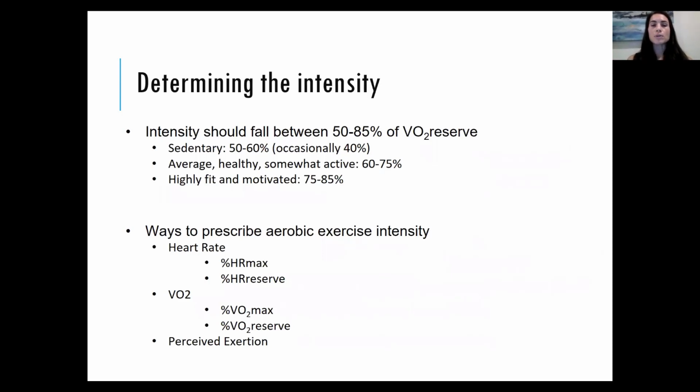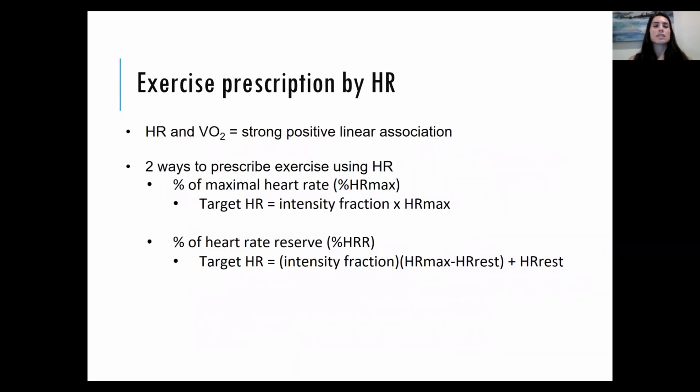You can also use VO2 to prescribe aerobic intensity, and that could be VO2 max or VO2 reserve. What you're going to find is that the equation for heart rate max and VO2 max are very similar, but all you do is replace the variable of heart rate with VO2 and vice versa. Same thing with heart rate reserve or percent heart rate reserve and percent VO2 reserve: it's the exact same equation, but you replace the variable of heart rate with VO2 and vice versa. And then you have perceived exertion, that's the RPE scale, and we'll spend a real quick time today just discussing that.